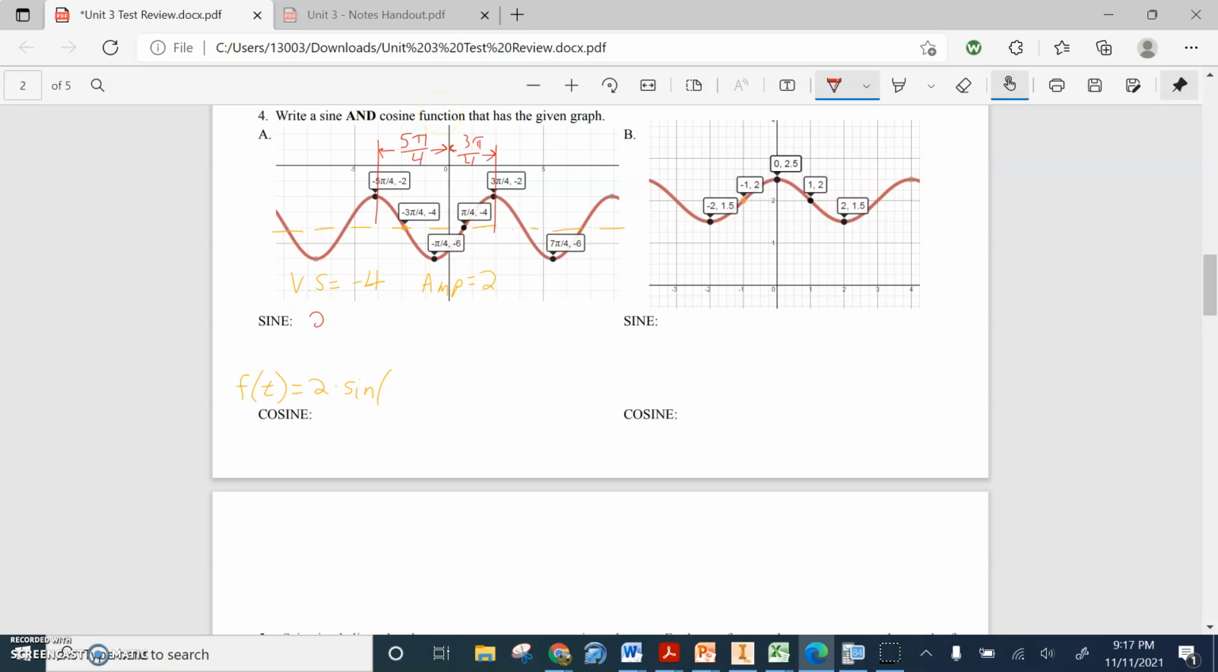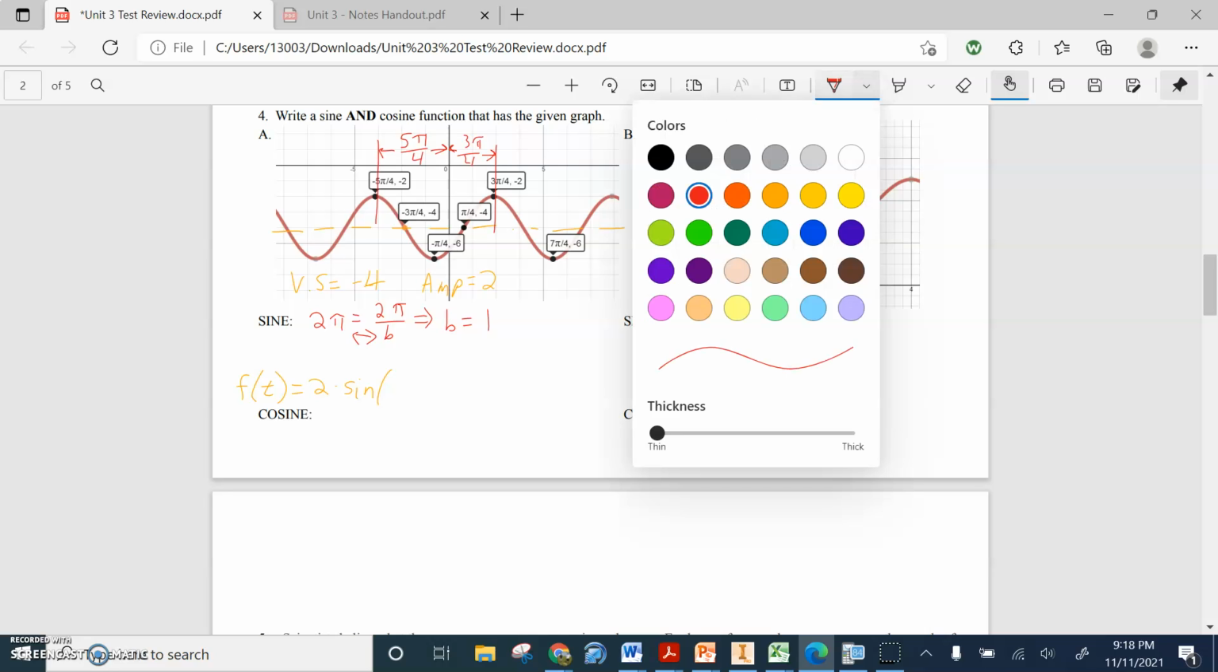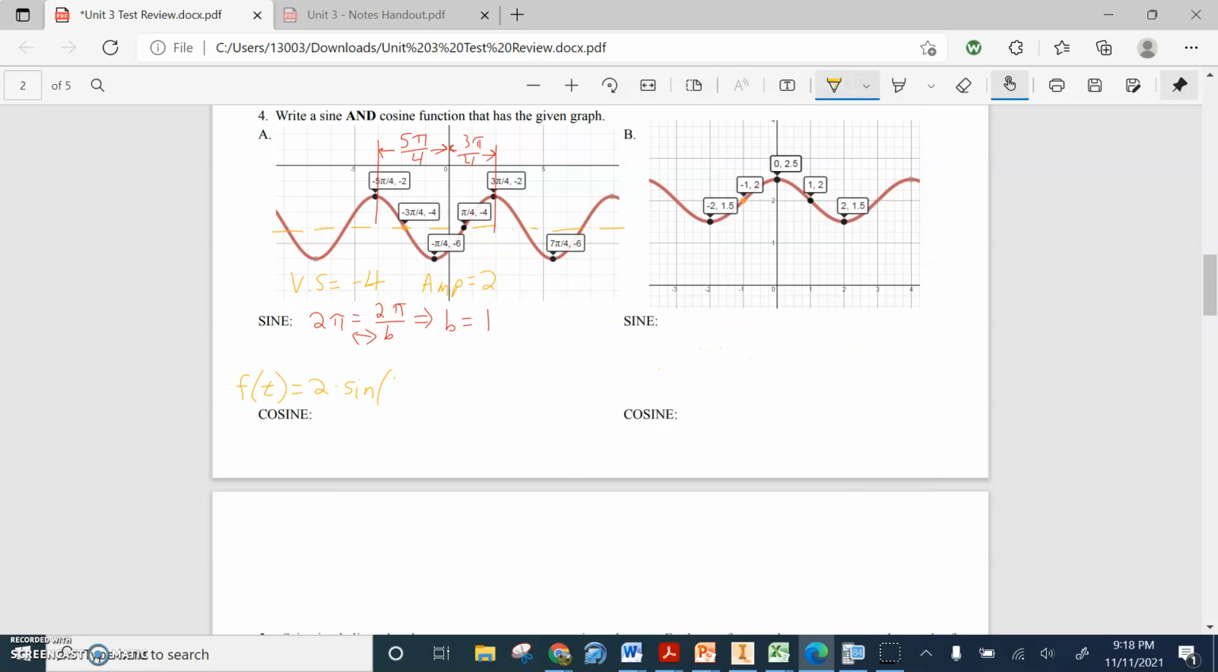So 2 pi is the period. Sorry, the period is equal to 2 pi over b. So in the end, b gets replaced. We kind of switch those two around, and we say b is equal to 1 in this case. So our equation is looking like 2 times sine of 1 times the quantity x minus c. We have our vertical shift, so -4. So our horizontal shift, and I just realized I did not have the same color, sorry about that.